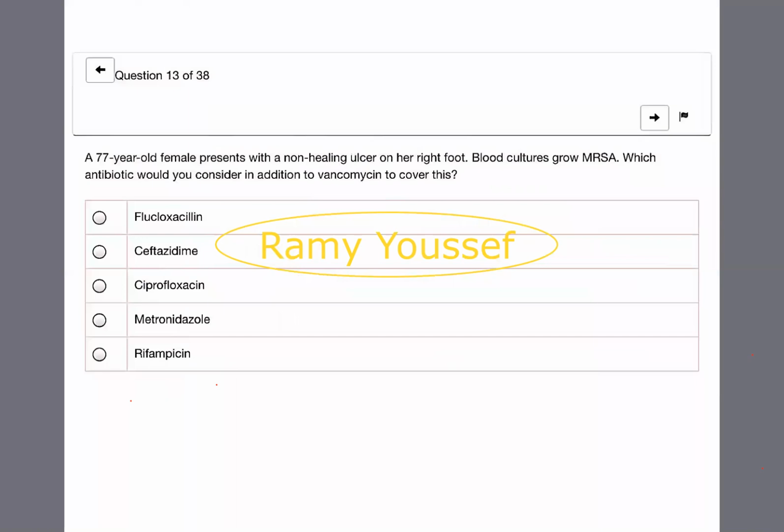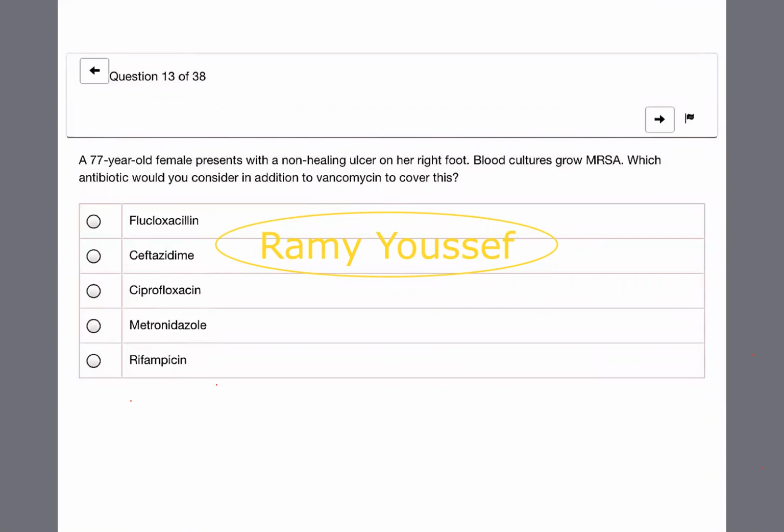Next question. A 77-year-old female presents with a non-healing ulcer on her right foot. Blood culture grows MRSA. Which antibiotic would be considered in addition to vancomycin to cover this? Flucloxacillin, ceftazidime, ciprofloxacin, metronidazole, rifampicin. Flucloxacillin, no. Ceftazidime, no. Ciprofloxacin, no. I think rifampicin.